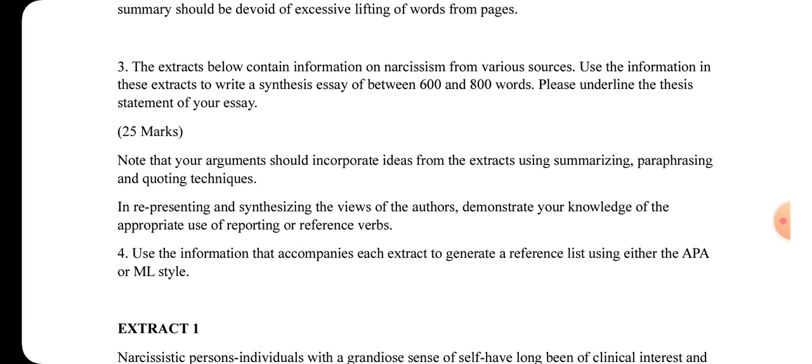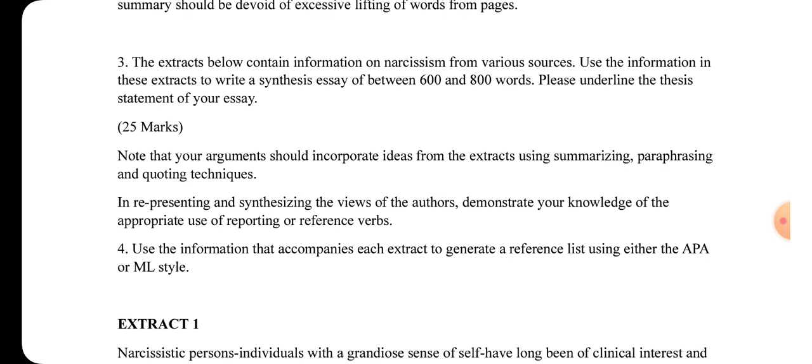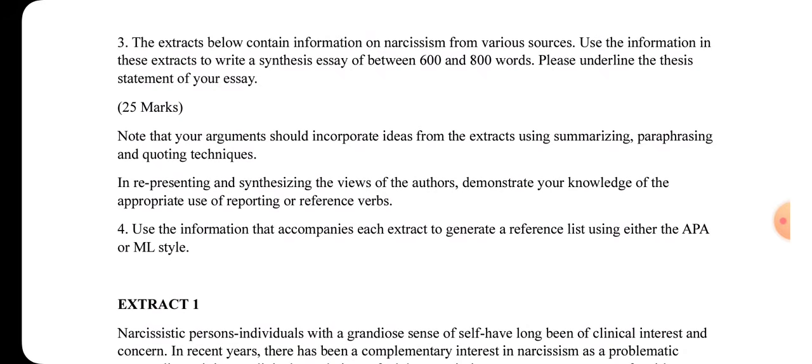And also, in representing and synthesizing the views of the authors, demonstrate your knowledge of the appropriate use of reporting and referencing verbs. When you are referencing, according to Praise 2013, all these things are what you should use to ensure that you get all the marks. The other one says to use the information that accompanies each extract to generate a reference list using either APA or MLA.